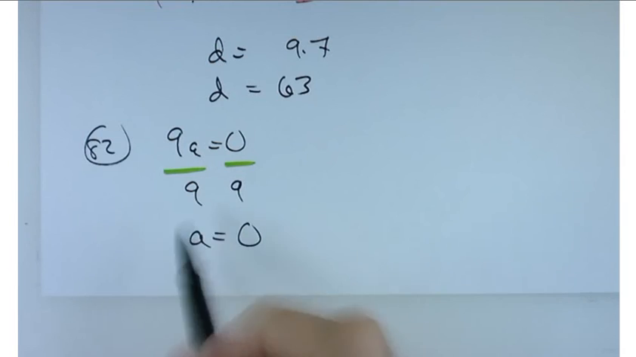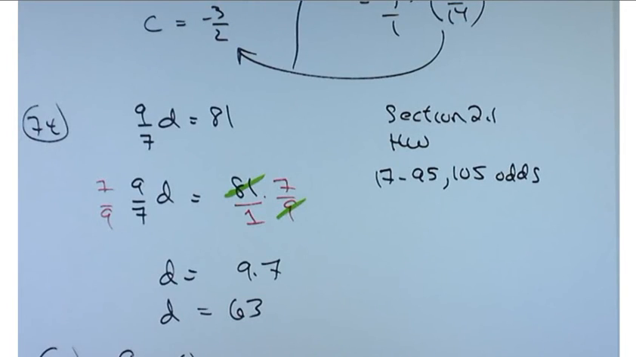So, quick reminder there. For homework, try 17 through 95 and 105, just the odds.